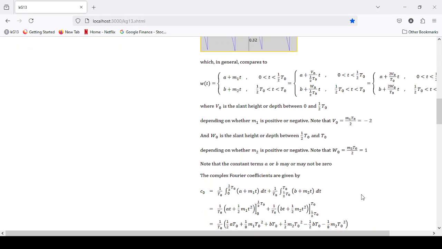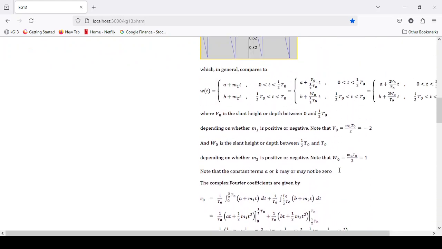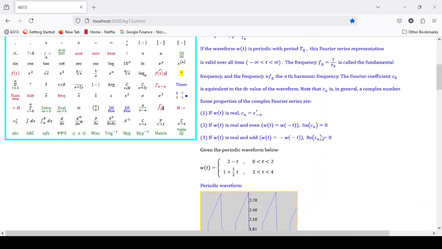So when we say that Cn is C minus n star, we mean that Cn over the positive integers is equal to the complex conjugate of Cn over the negative integers. That star is just complex conjugate.